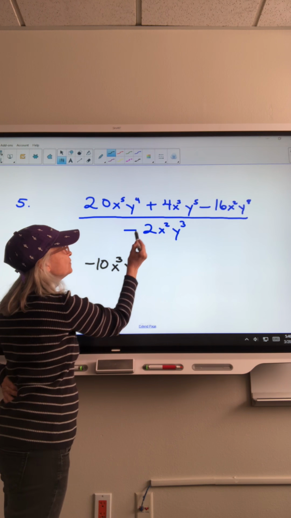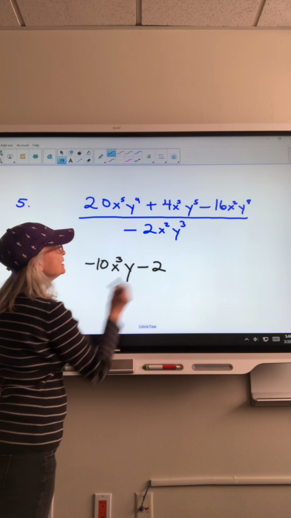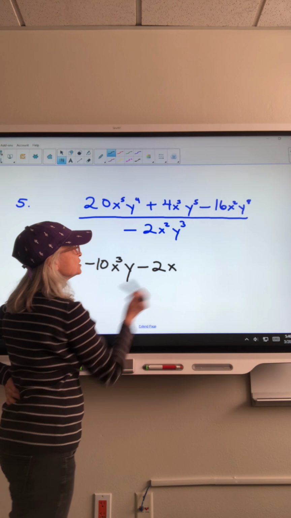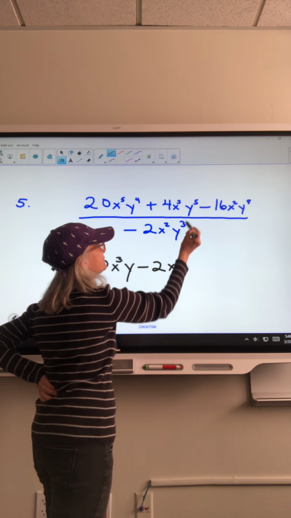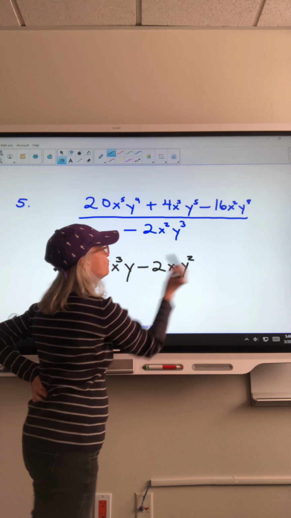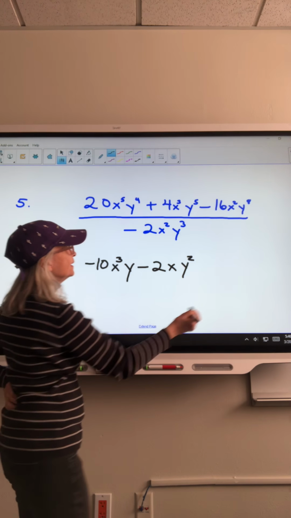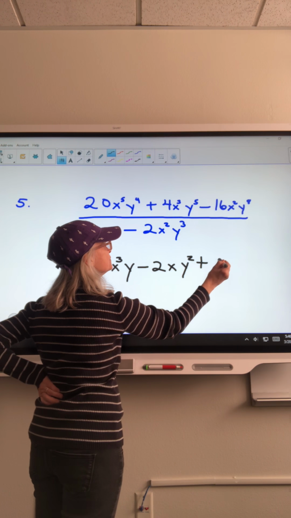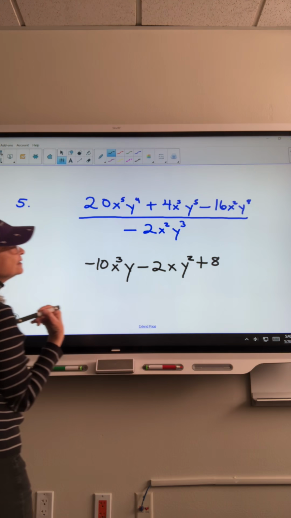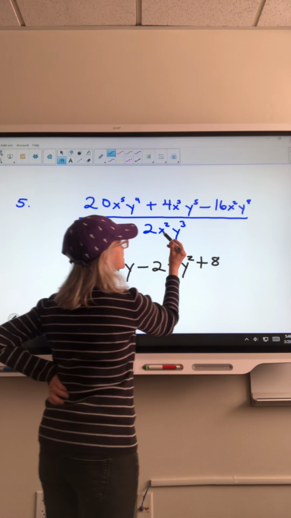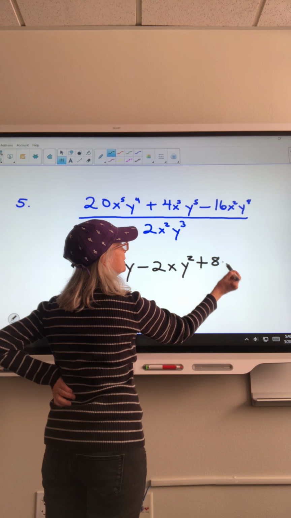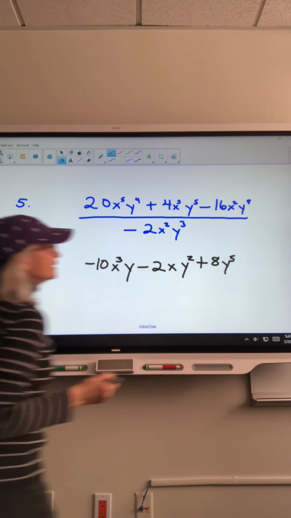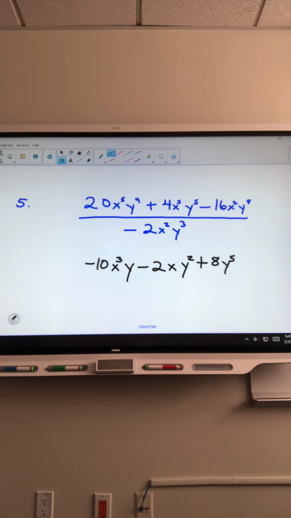A positive 4 divided by a negative 2 is a negative 2. 3 take away 2 is 1, so we just have an x. 5 take away 3 is 2, so we have y squared. Then the last one, a negative divided by a negative is a positive, so we're going to have a positive 8. The x squares will cancel out. And then we have 8 take away 3, which is 5, so we have 8y to the 5th.